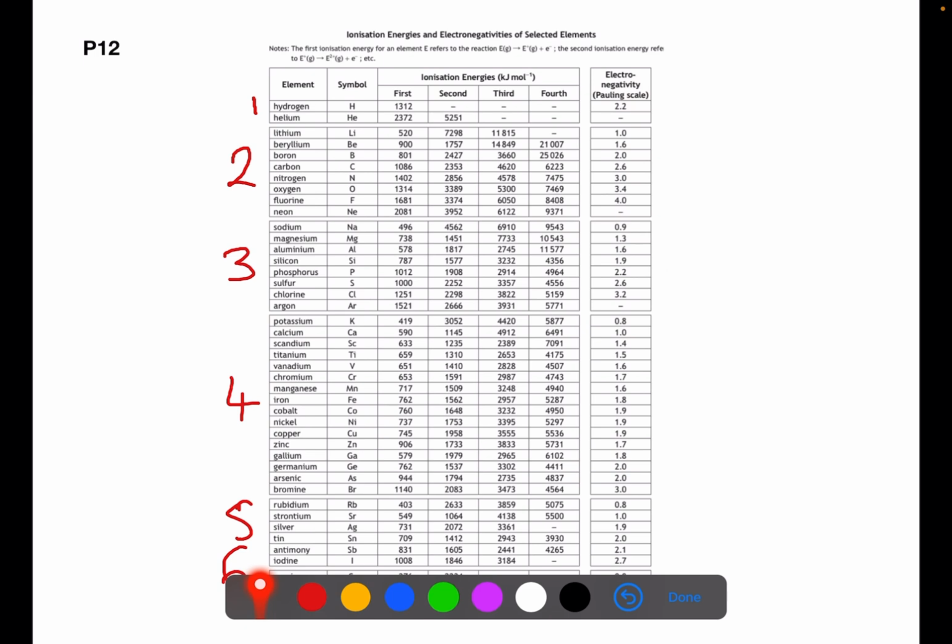So going across a period, you can see that the value increases. This is because of increasing nuclear charge. Whereas going down a group, we can see that the value is decreasing. And again, this is because of increased shielding.